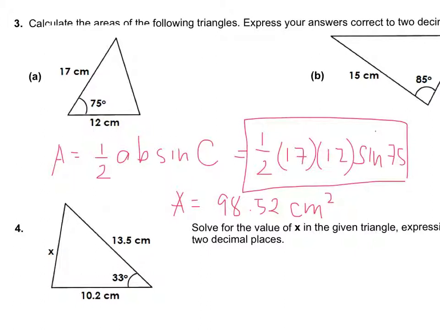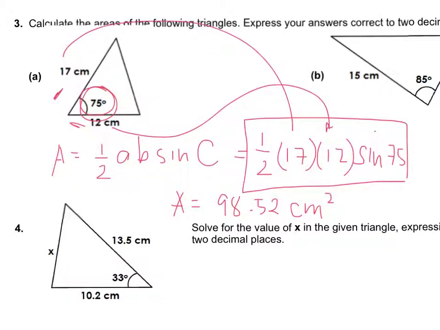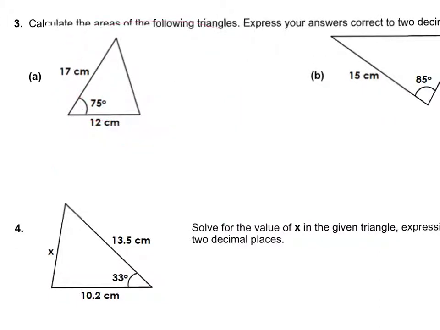So for the area, as you can see, the angle is always in between the two sides. The sides will be the A and B. Then just get the sine of the angle in between. That's how you get the area. Okay, let's go to the next one. Is that clear?